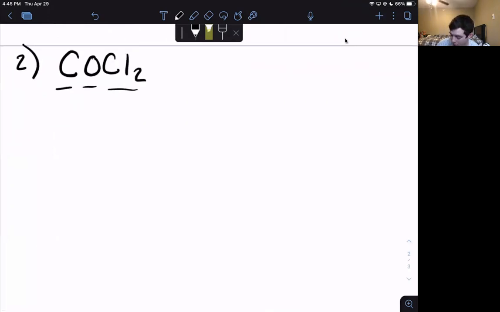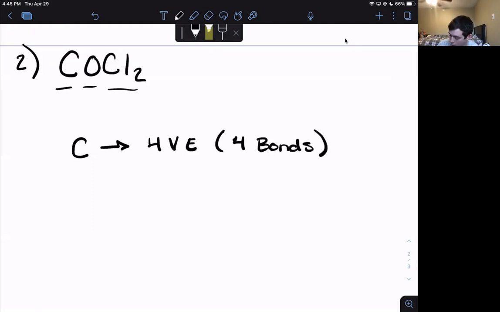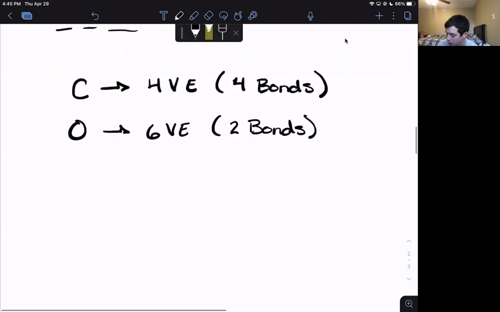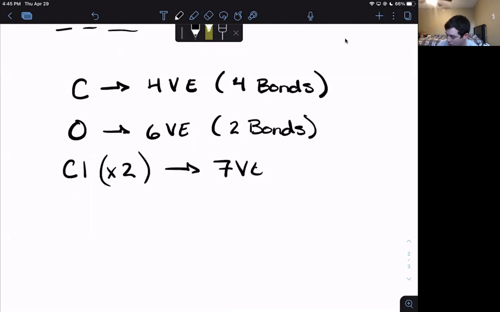So we're going to start again by summing the number of valence electrons. So carbon we know has 4 valence electrons, which means it can bond 4 times. 4 bonds. Oxygen still has 6 valence electrons, which means it can bond 2 times. 2 bonds to oxygen. And then we have 2 chlorines. And each chlorine has 7 valence electrons, which means it can bond 1 time.